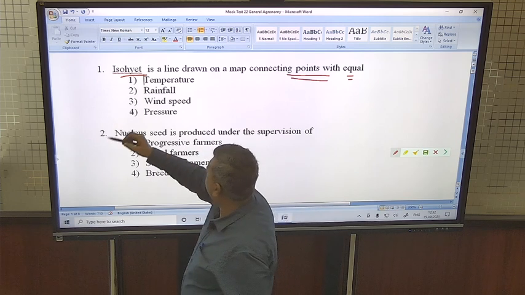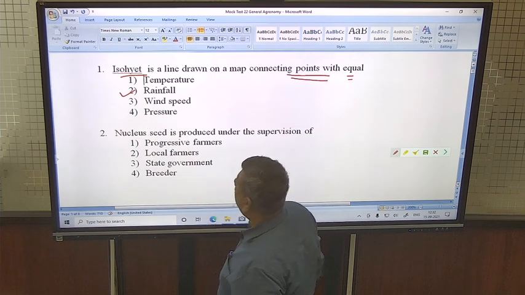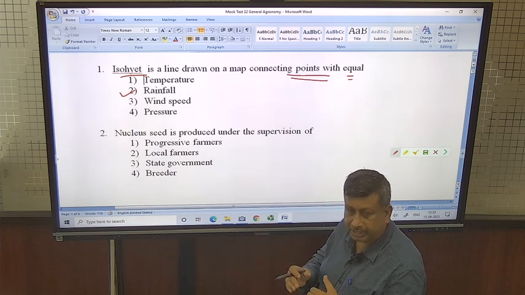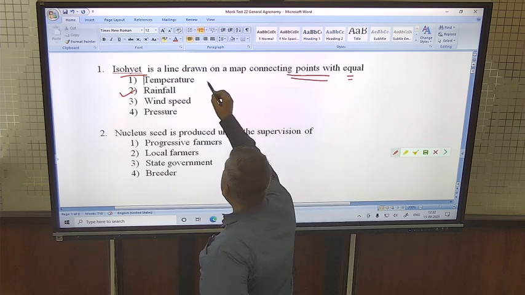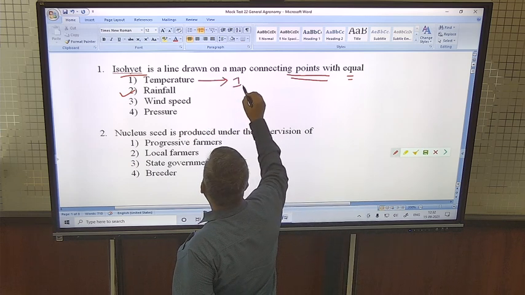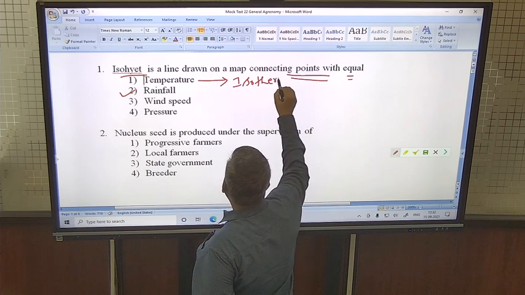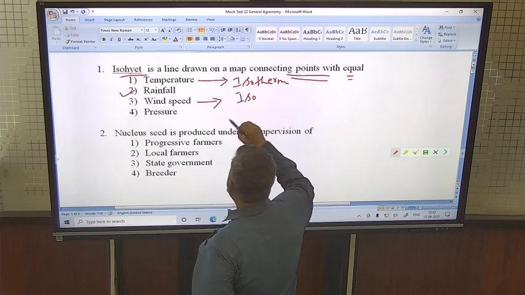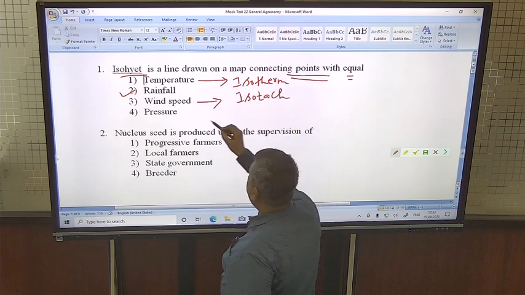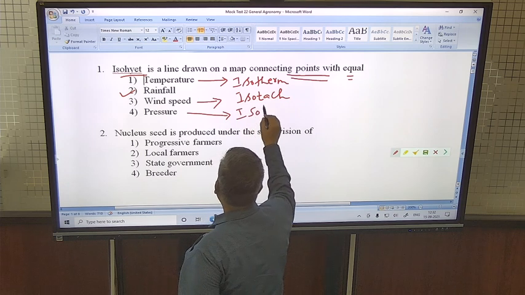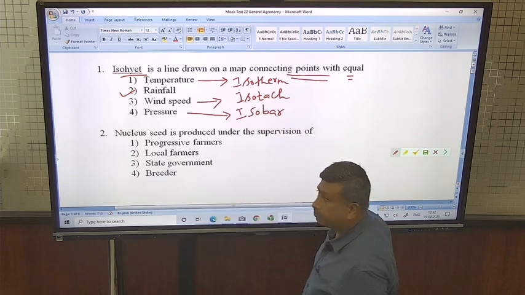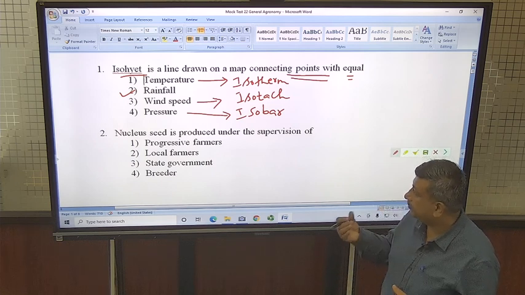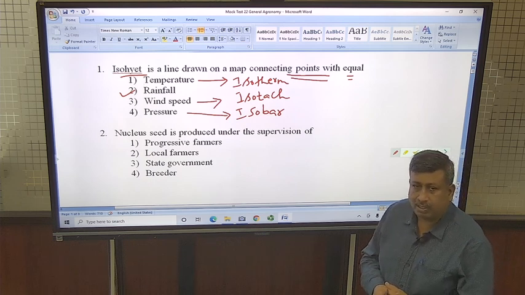Isohyets are lines that join points of equal rainfall, and if the line joins points of equal temperature, then it is known as an isotherm. In case of wind speed, it is an isotach, and for pressure it is an isobar. Sometimes such questions are asked about the line which joins points of equal wind speed, pressure, rainfall or temperature.